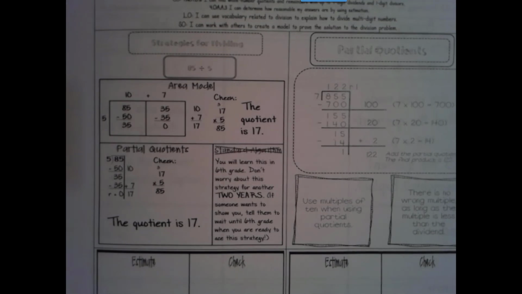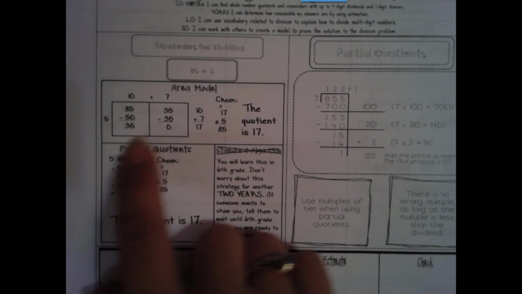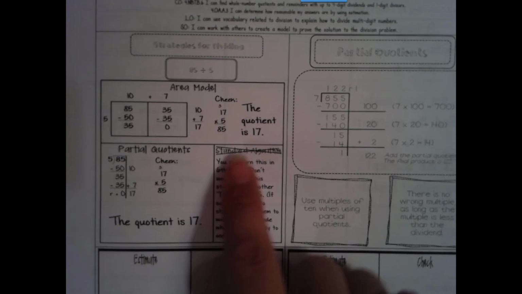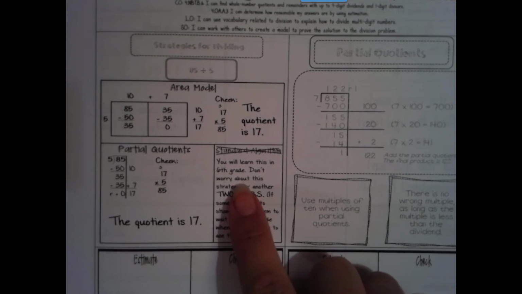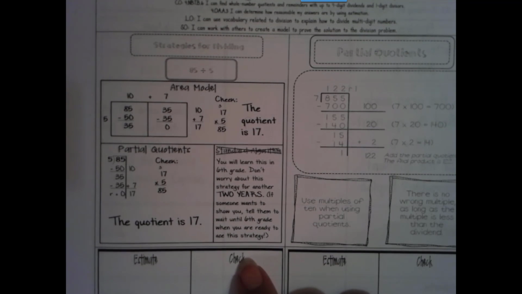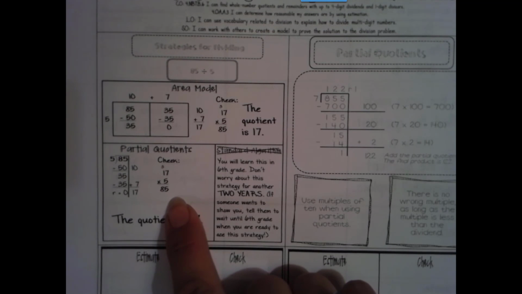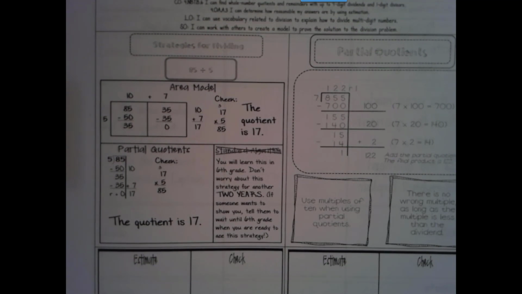So strategies for dividing. Okay, we have the area model, the one we're going to do today, partial quotients, and there is a standard algorithm, but we're not going to learn that yet. You will learn this in 6th grade. Don't worry about the strategy for another 2 years. If someone wants to show you, tell them to wait until 6th grade when you are ready to ace this strategy. So we're going to help you have all the background so you're successful with this strategy.